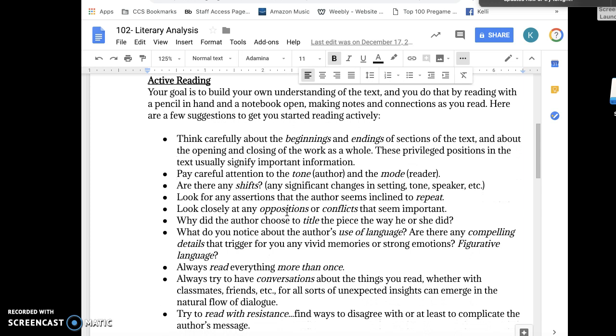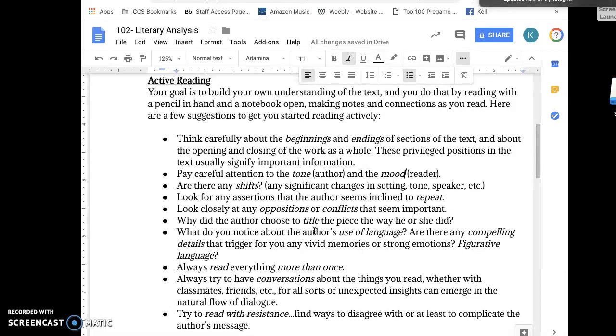Always think carefully about the beginnings and endings of sections of the text, either the very beginning and the end, and even the beginnings and ends of paragraphs. These positions are privileged for a reason, and so they usually signify some kind of important information. Pay careful attention to the tone of the author, that's the way the author approaches the text, and the mood, which is the feeling that the reader gets from a text. Are there any shifts, any changes that happen within the poem or the text in tone or setting or speaker?